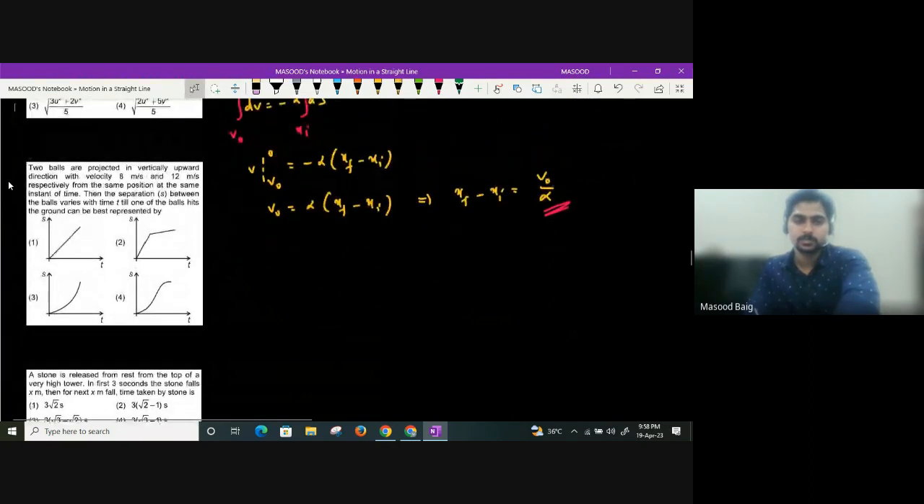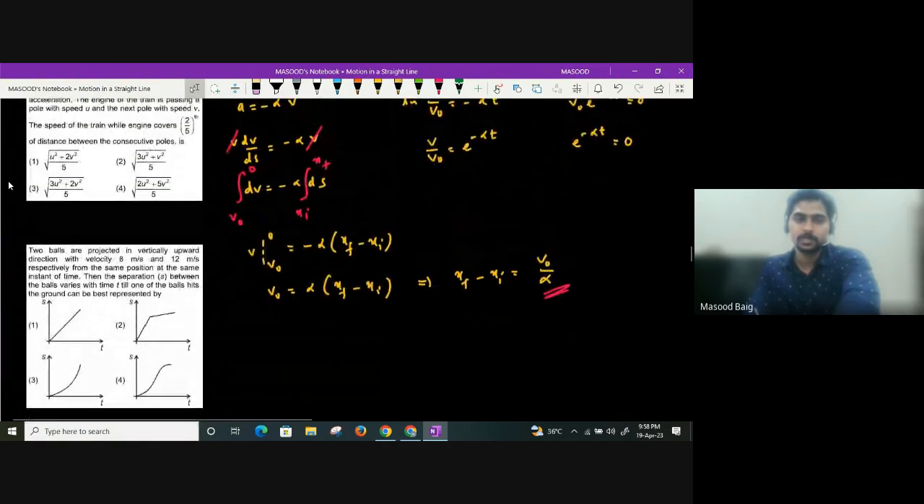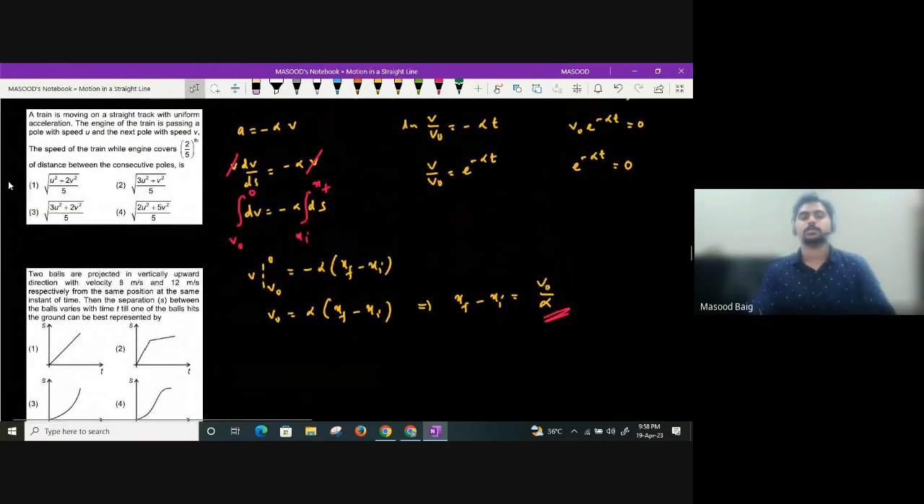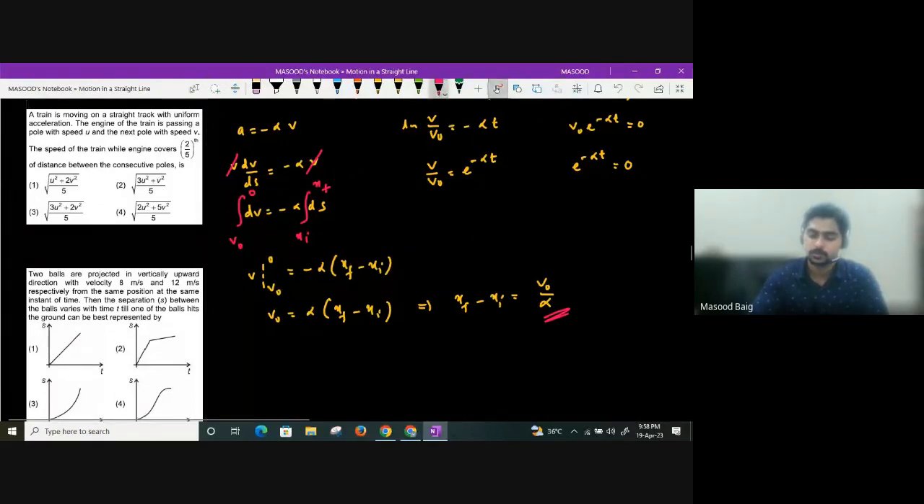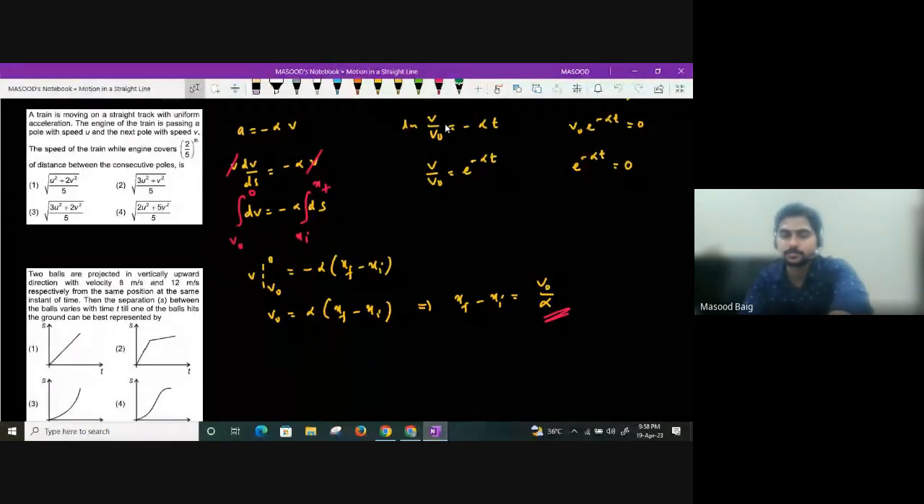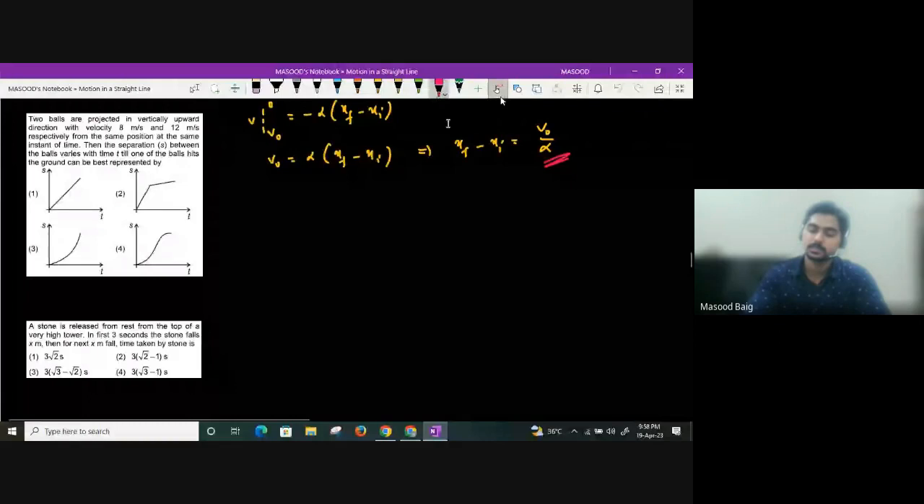Let's see the next question. What they have given: a train is moving on a straight track with uniform acceleration. The engine of the train is passing a pole with speed u and the next pole with speed v. The speed of the train while the engine covers 2/5 distance between the consecutive poles is what they are asking. Uniform acceleration is given.